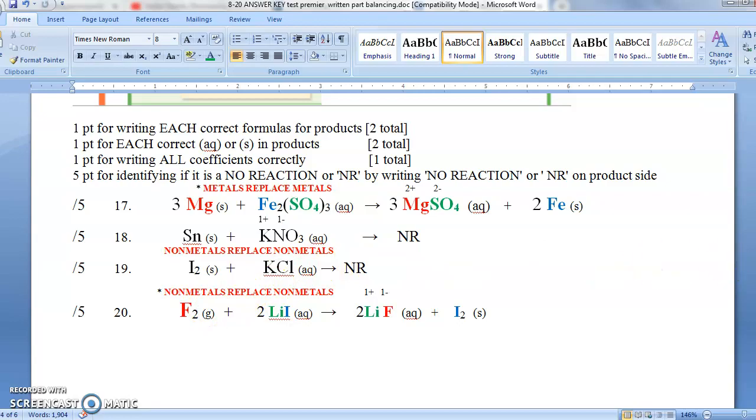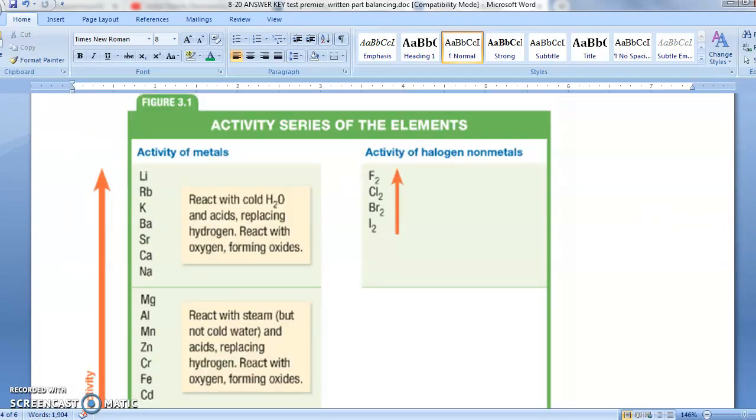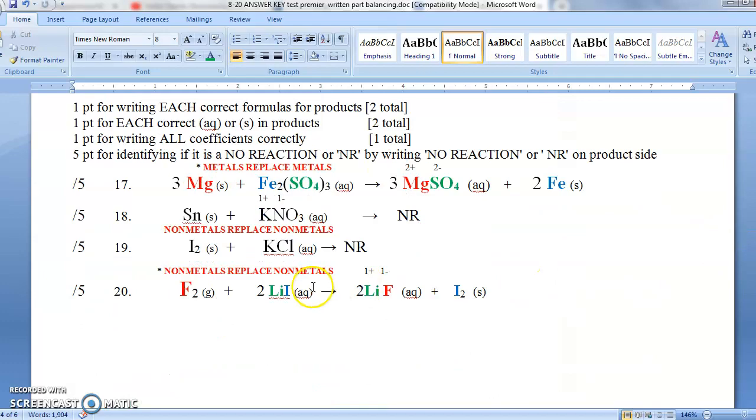Fluorine is at the top of the activity series for the halogens. So it definitely can replace this. But who does fluorine replace? Nonmetal replaces the nonmetal. So fluorine is going to replace the iodine. Where do they get this formula? Family 7, halogens, always 1 minus. Lithium, family 1, always 1 plus, crisscross. Same reason that these are 1 plus and 1 minus. Iodine's 1 minus, lithium's 1 plus, one of each of these. Who got knocked out? The iodine did.